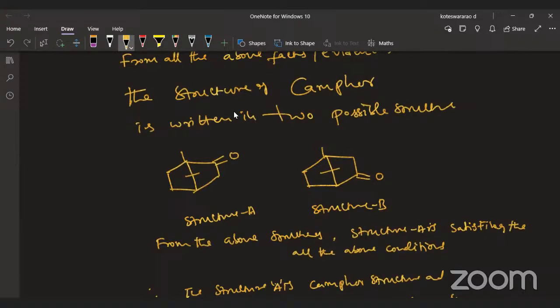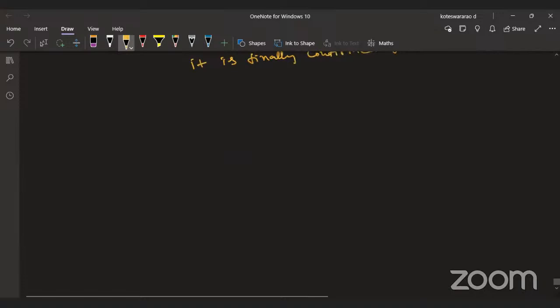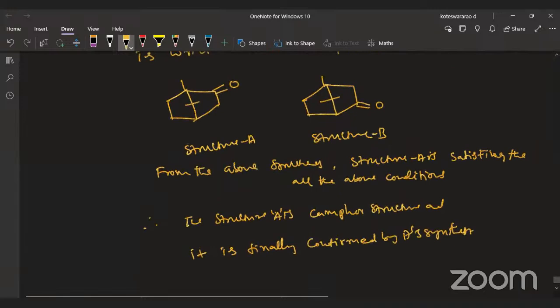To elucidate the structure of camphor, we need to elucidate the structure of camphoric acid and camphoronic acid. Then only do we arrive at the final structure of camphor. After suggesting the structure of camphor, that is structure A, finally we need to confirm it by the last line. What is written in the last line, sir? From the above structures, structure A satisfies all the above conditions. Therefore, structure A is the camphor structure, and it is finally confirmed by its synthesis.